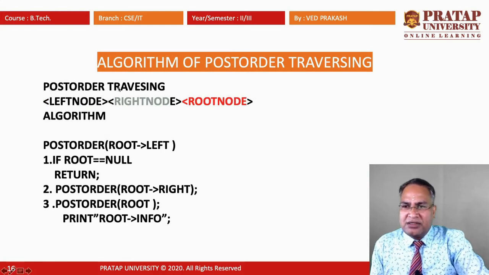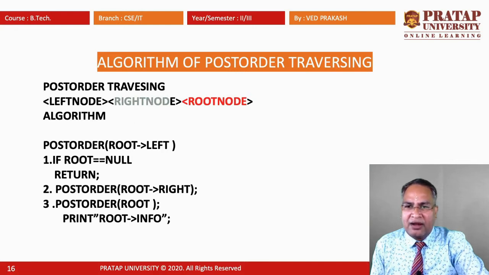Next and last traversal order is post-order traversing. In this traversing, first we process the left node, then the right node, and after that we process the root node.